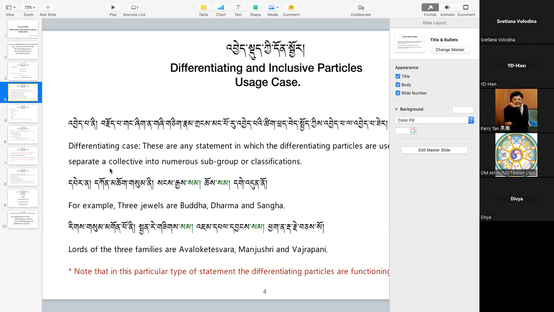Like we discussed, for a statement to be validated as a differentiating case, it must fulfill two requirements. The second requirement will not be fulfilled, where the particle used to differentiate should be a differentiating particle. If we use tongue, it is not a differentiating particle. But the meaning will be the same? Yes, the meaning will be the same because tongue has a few usage cases, one of which is differentiating. Okay.